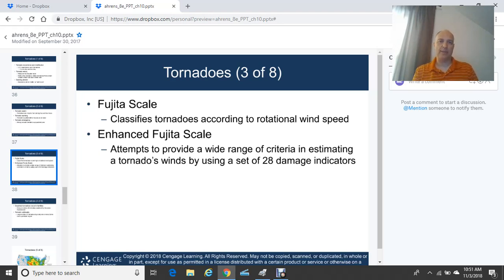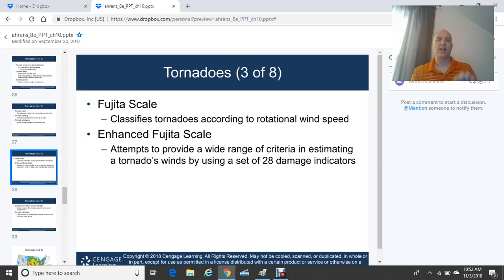Fujita initially came up with a scale named after him, the Fujita scale, and it classifies tornadoes according to rotational wind speed. Now, it was determined later that we need to also throw in a wide range of criteria in estimating a tornado's winds. And so we developed a new scale called the Enhanced Fujita scale. It's actually not new anymore. It's been in use for quite some time.